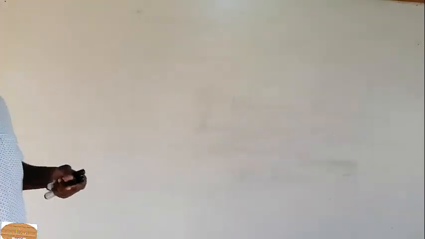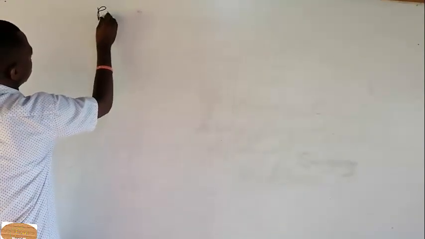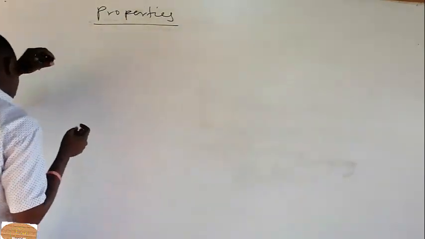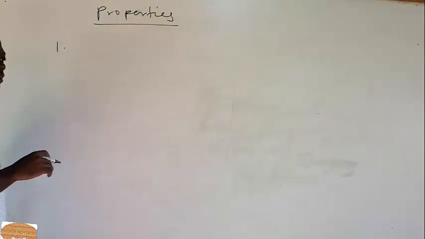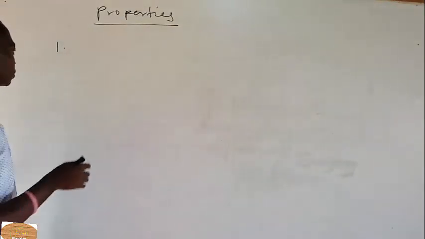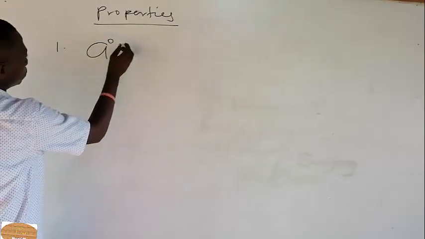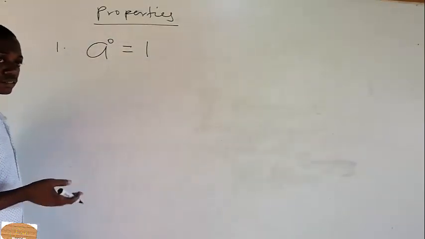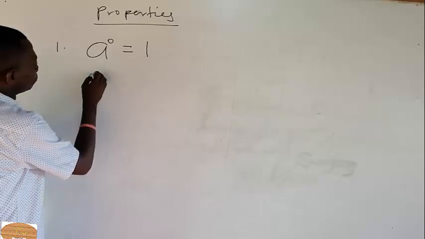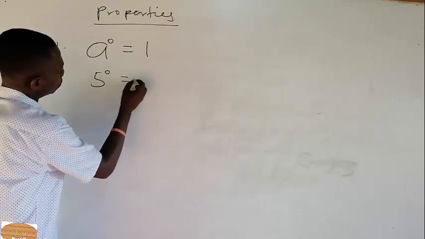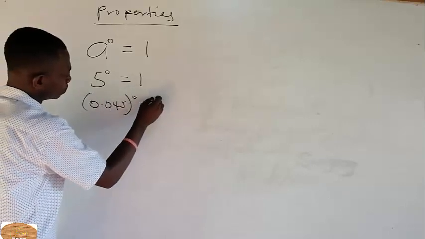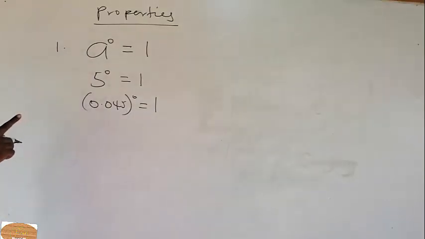Alright, let's talk about properties of indices. Now the first one: any non-zero number to the power 0 is 1. So in case you are using this, a to the power 0 is 1. So 5 to the power 0 is also 1. 0.045 to the power 0 is 1. Don't forget this one. So that's the first property.